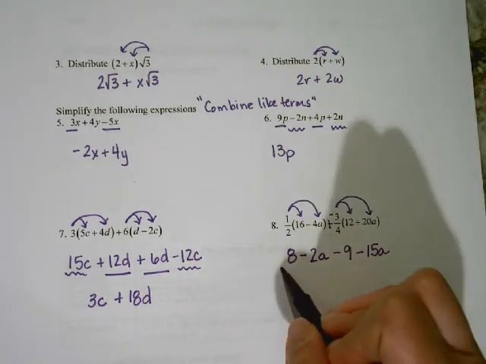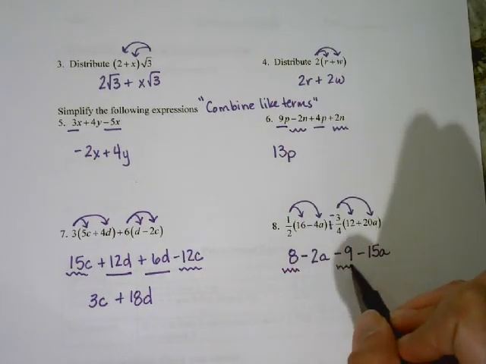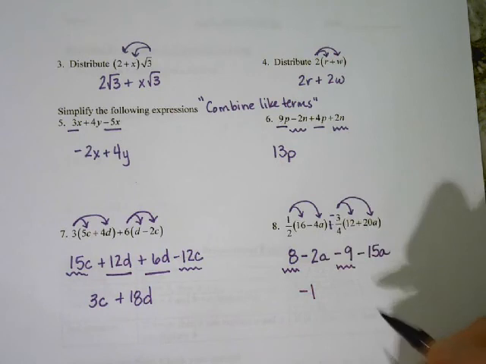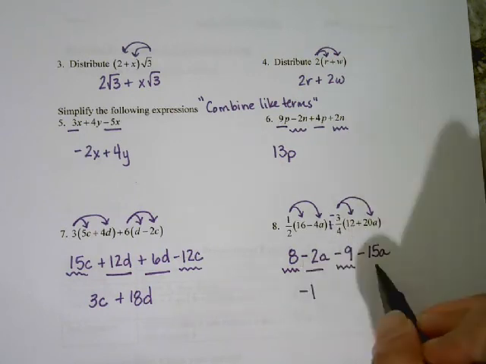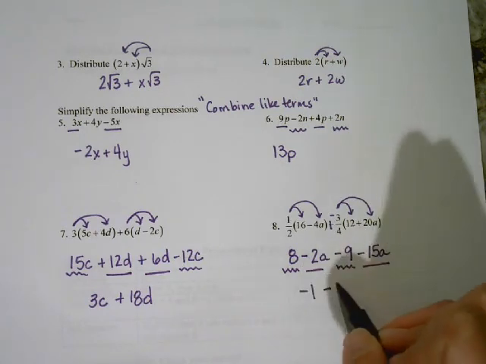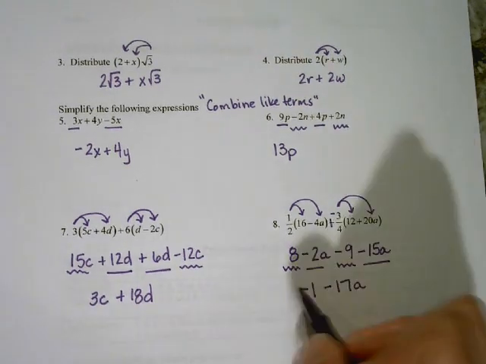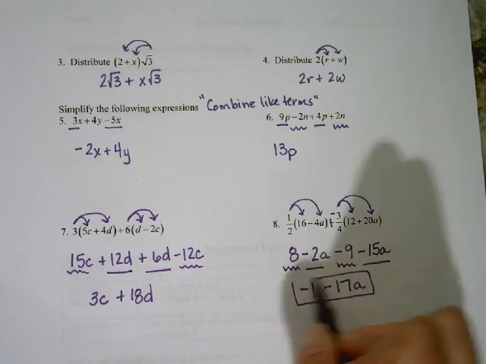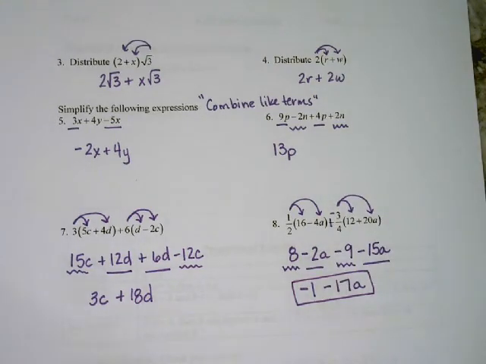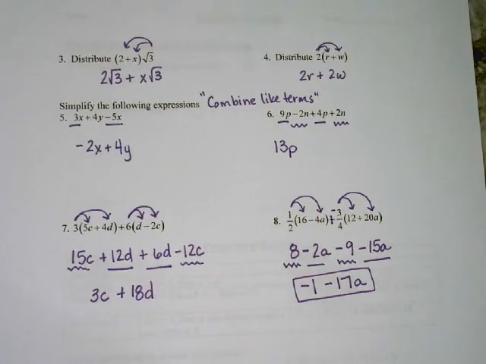So then I can combine like terms. Thankfully my fractions went away. Negative 1, and then I have a negative 2a and a negative 15a, so minus 17a. And that is the second section, properties of real numbers.